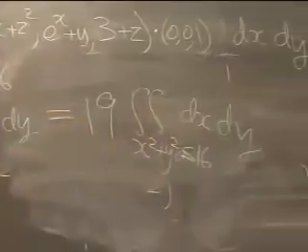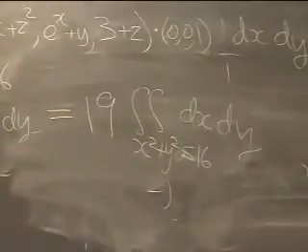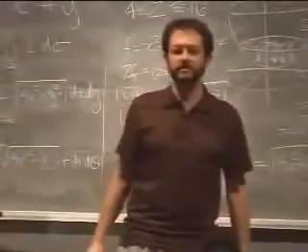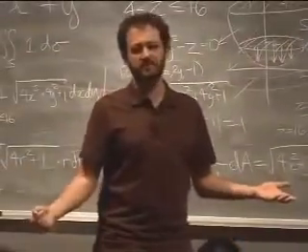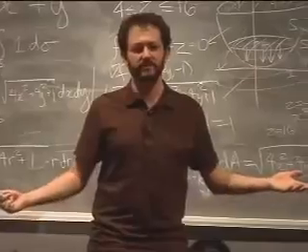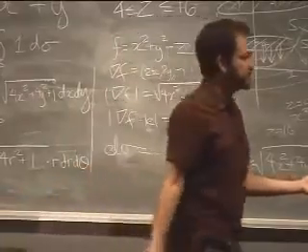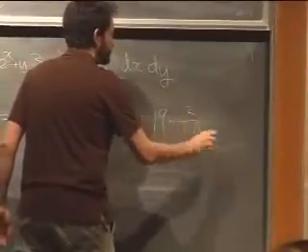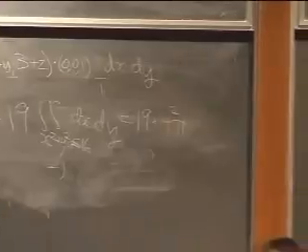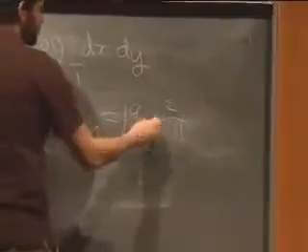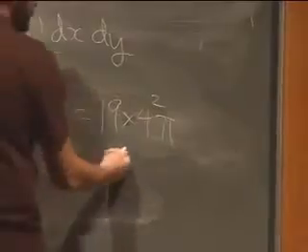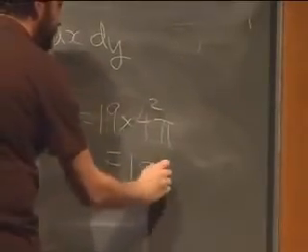Now you could use polar coordinates, but what is that double integral? It's the integral just dx dy of x squared plus y squared less than or equal to 16. What does that represent? A circle, radius 4, the area. So you just use pi r squared. So this is 19 times 4 squared pi. Okay, I'll just leave it as that. 19 times 16 pi.